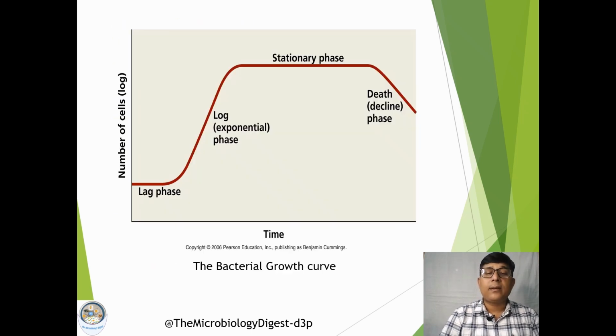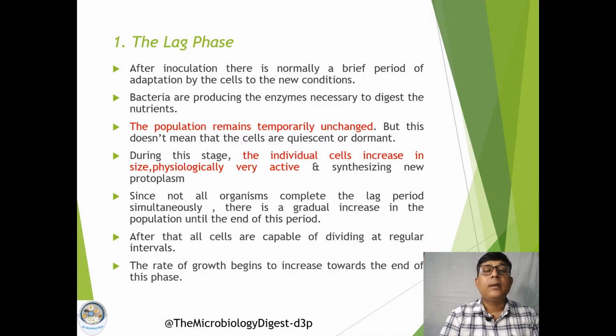Now this is a typical bacterial growth curve. First phase is the lag phase, second phase is the log phase, or it is also otherwise called the exponential phase, third is the stationary phase, and fourth is the death phase or phase of decline. Now we will discuss one by one. First phase, lag phase.